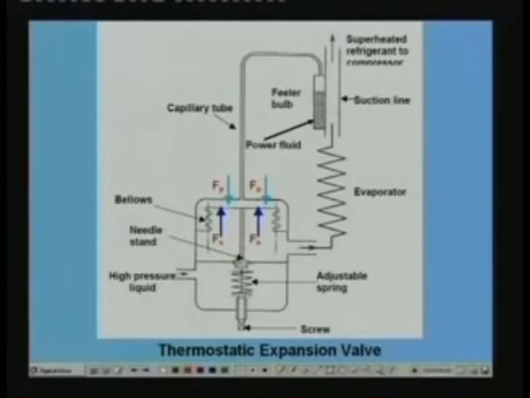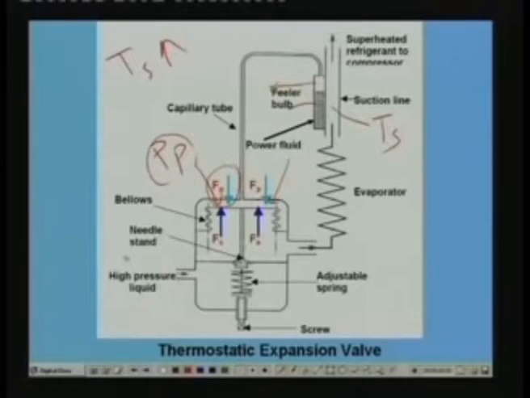You can see here, as I was telling you, let us say that this is the temperature Ts. Once Ts increases, this fluid becomes warmer. Once this fluid becomes warmer, the pressure inside increases. That means the pressure acting on the bellows, PP, increases. So the balance is disturbed momentarily. Since this pressure increases, the downward force Fp increases. Once the downward force Fp increases, this needle stand will be pushed down. That means this portion will be pushed down.